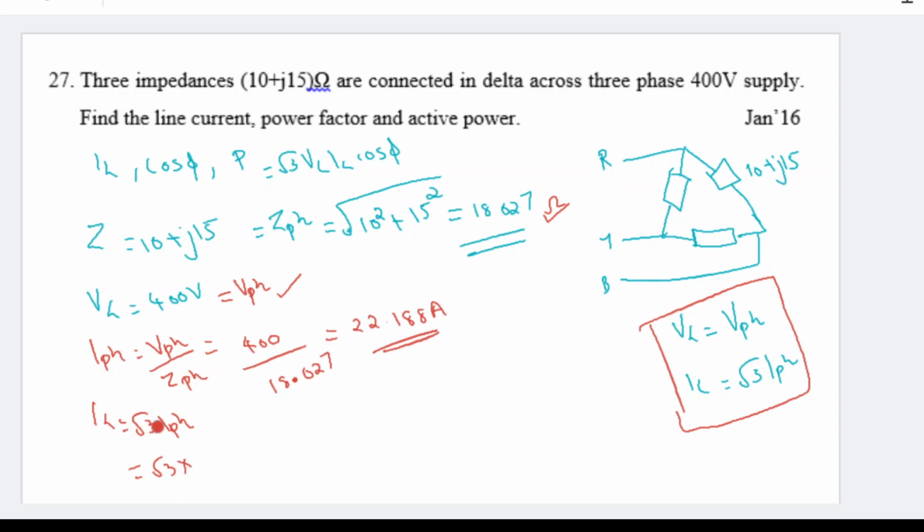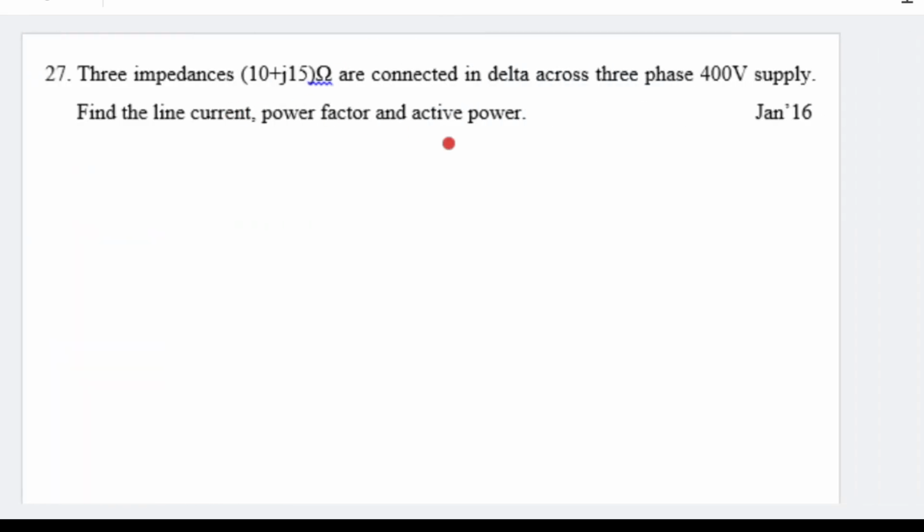That is equal to 38.43. So what is this value? 22.188 times root 3 is equal to 38.43 ampere. So you have found out the value for IL. Now you have to find out the power factor. The same question. Okay, next you have to find out the power factor.